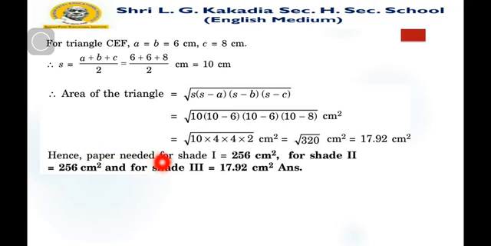Here paper needed for shade 1 is 256 centimeter square, for shade 2 is 256 centimeter square, and for shade 3 is 17.92 centimeter square.